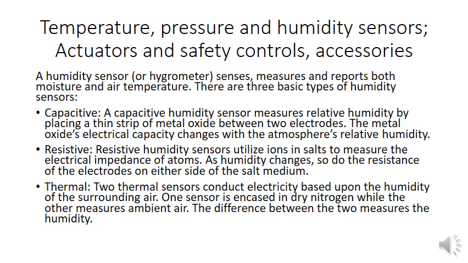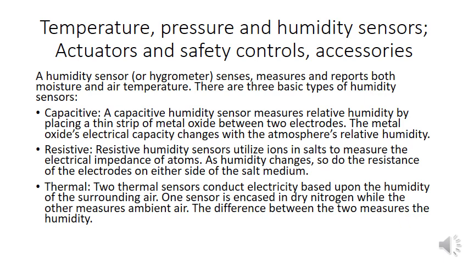First is the capacitive sensor. In a capacitive sensor, relative humidity is measured by placing a thin strip of metal oxide between two electrodes. The metal oxide electrode capacity changes with the atmospheric relative humidity. So as the relative humidity changes, it will give values, and we can directly measure the change in humidity.